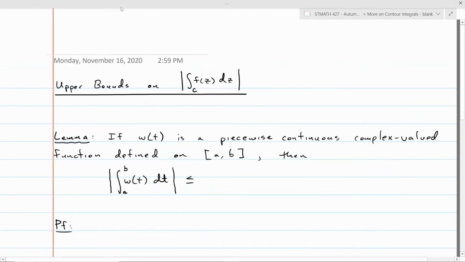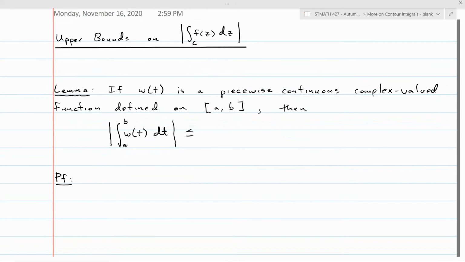Next, we need to establish a theorem that we're going to need to prove an even bigger theorem a little later. So we'll start with proving a lemma that gives us a bound on these kinds of integrals where you have a sort of parametrized curve inside the integrand, which we know that we evaluate just by breaking it into its real and imaginary components or finding an antiderivative.